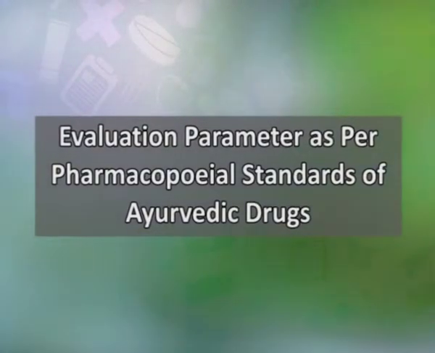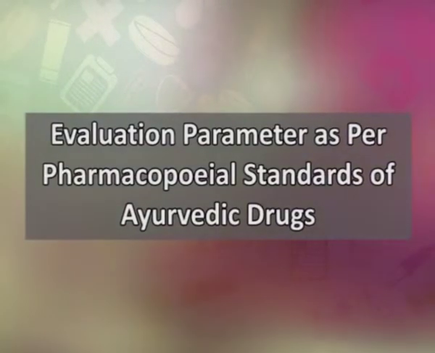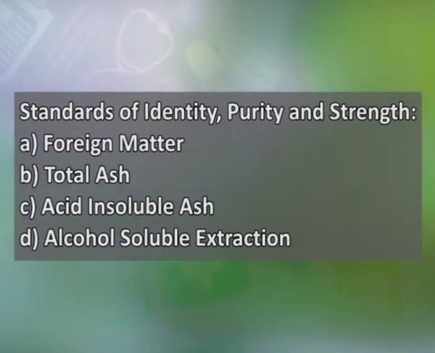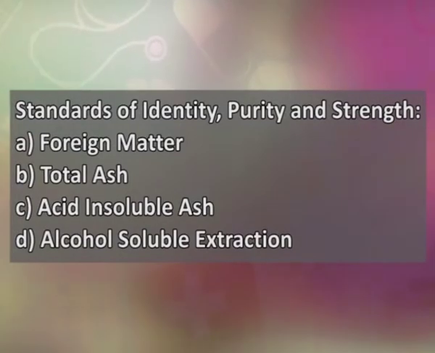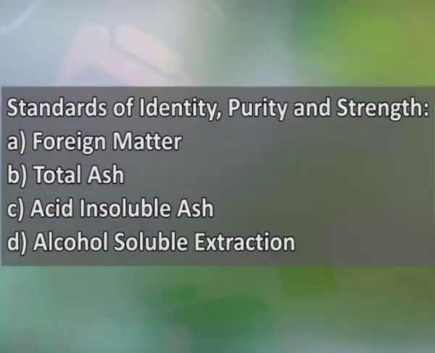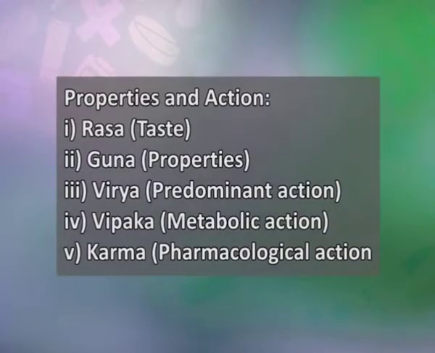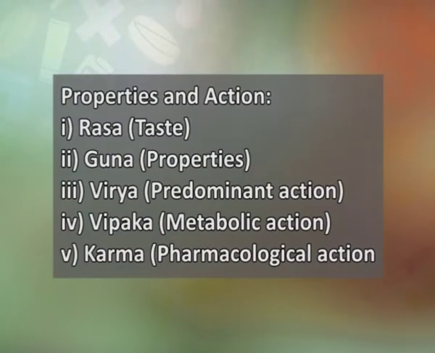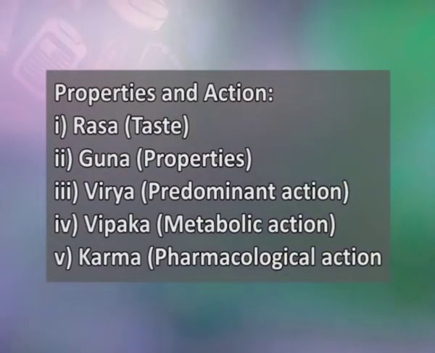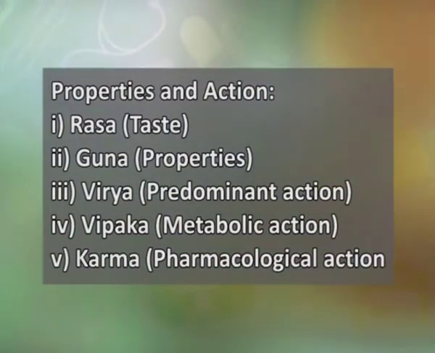Now comes evaluation parameters as per pharmacopoeial standard of Ayurvedic drugs. Standard of identity, purity and strength. Comes foreign matter, total ash, acid insoluble ash. Next to it comes alcohol soluble extraction. To this include TLC, known as identity test, with method and description, assay method of major chemical constituent, properties and action: rasa means taste, guna properties, virya predominant action, vipaka metabolic action, karma pharmacological action.